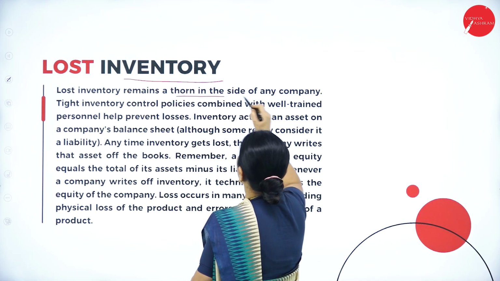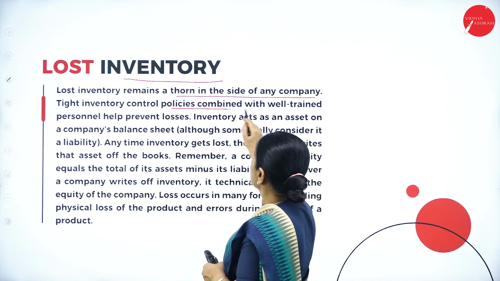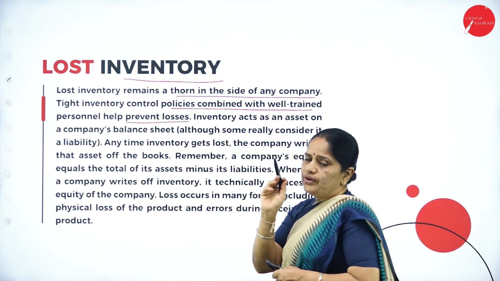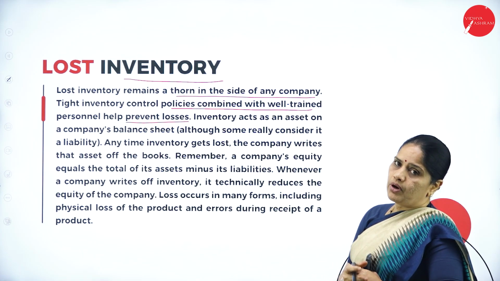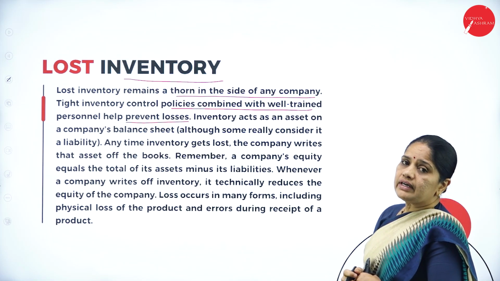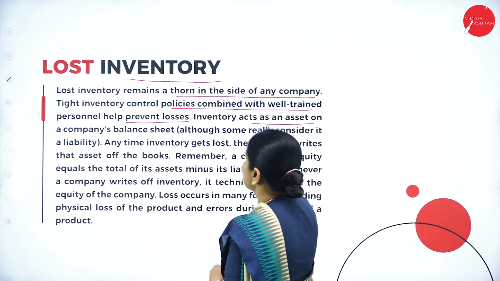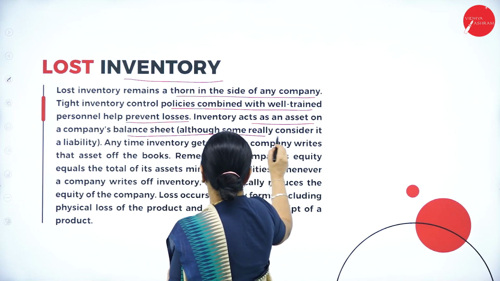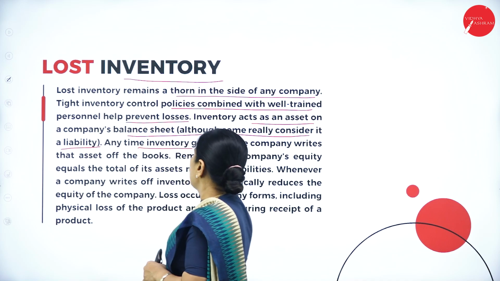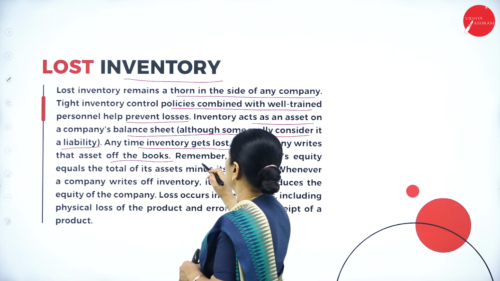It remains a thorn in the side of any company. Tight inventory control policies combined with well-trained personnel help prevent the losses. So if you have a very tight inventory control policy along with a well-trained staff, then we can have a very big reduction in the amount of loss. Then inventory acts as an asset on the company's balance sheet, although some really consider it as a liability. Anytime inventory gets lost, the company writes the asset off the books.